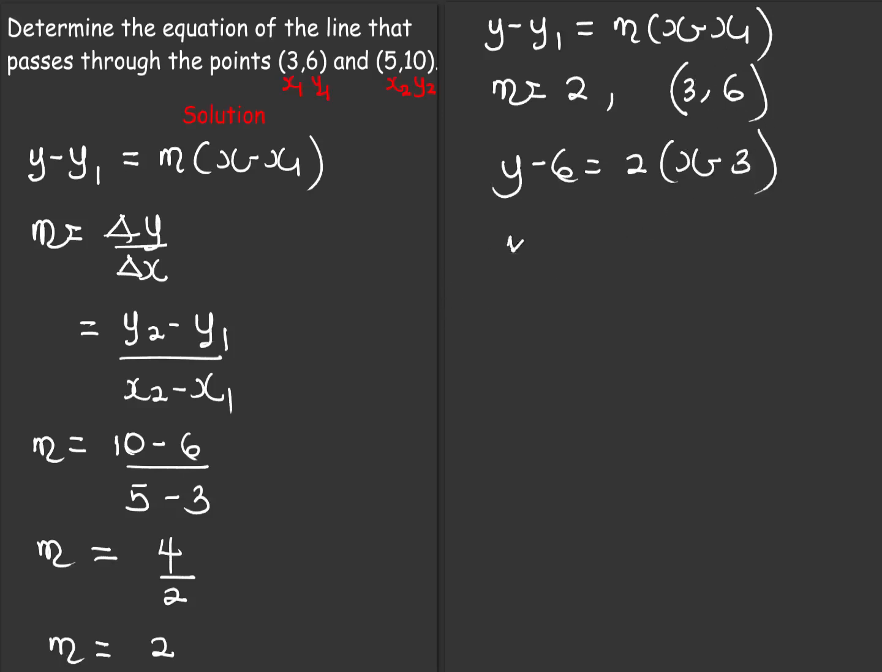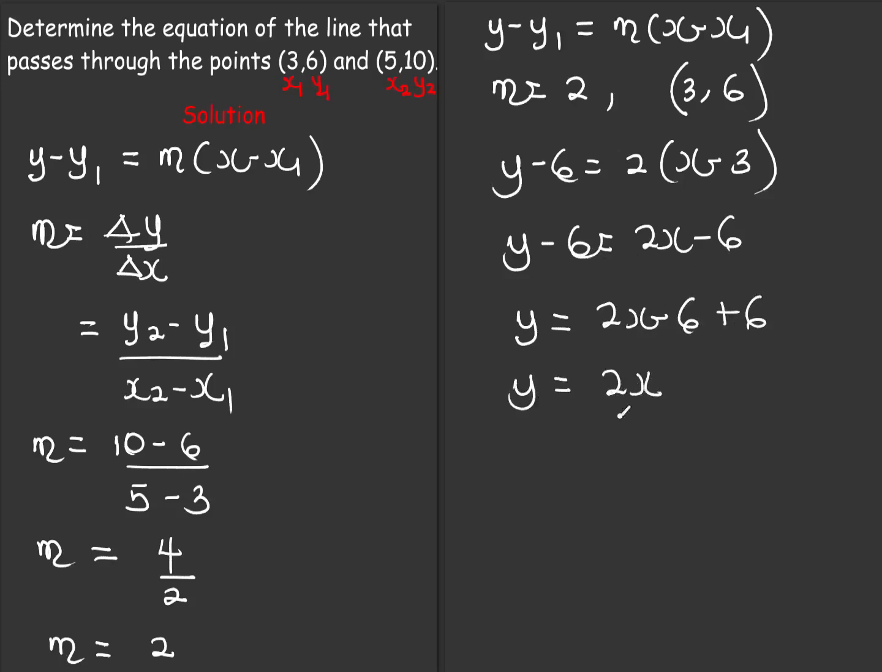So we now want to make y the subject. y minus 6 equals 2 times x, which gives us 2x, and then 2 times negative 3, which gives us negative 6. So we have y equals 2x minus 6, and then this 6 also goes across as plus 6. So y is equal to 2x. And that is all. This is the equation of the line.